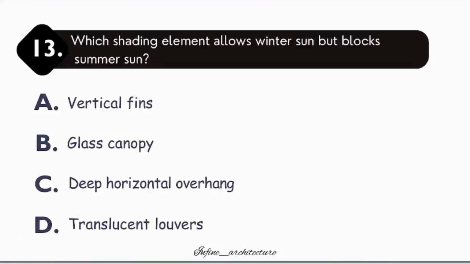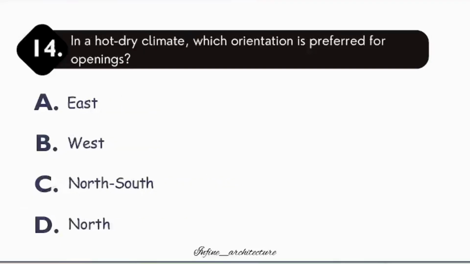The options are A, vertical fins, option B, glass canopy, option C, deep horizontal overhang, and option D, translucent louvers. So the right answer should be option number C, deep horizontal overhang. Next question, question number 14. In a hot dry climate, which orientation is preferred for openings?